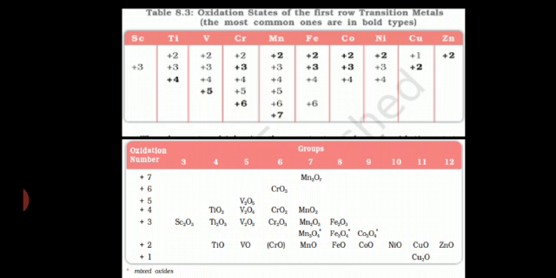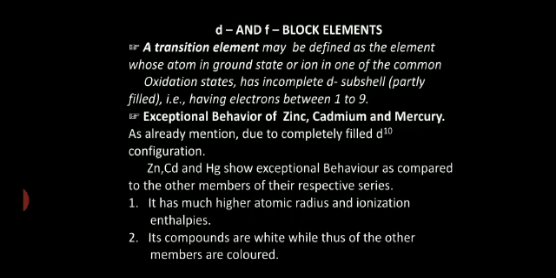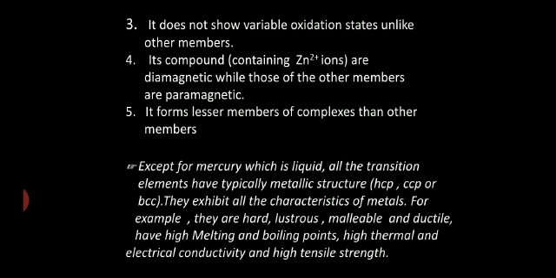So this is about the oxidation state, which I discussed with you. Now next, you find that transition elements are generally paramagnetic as well as diamagnetic.